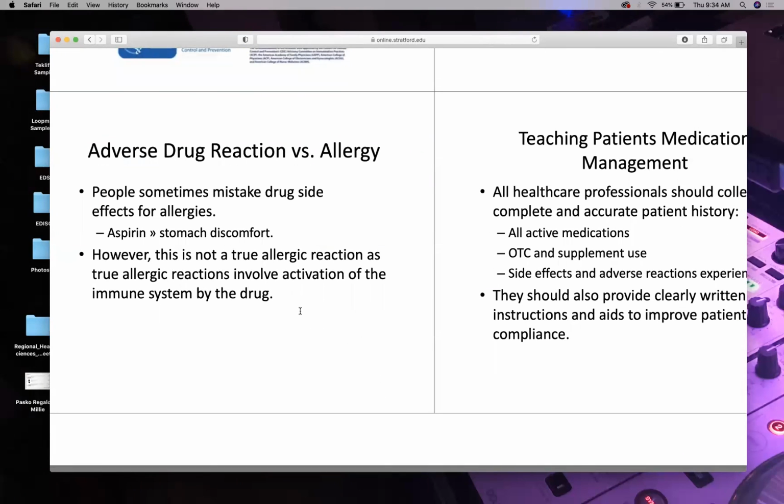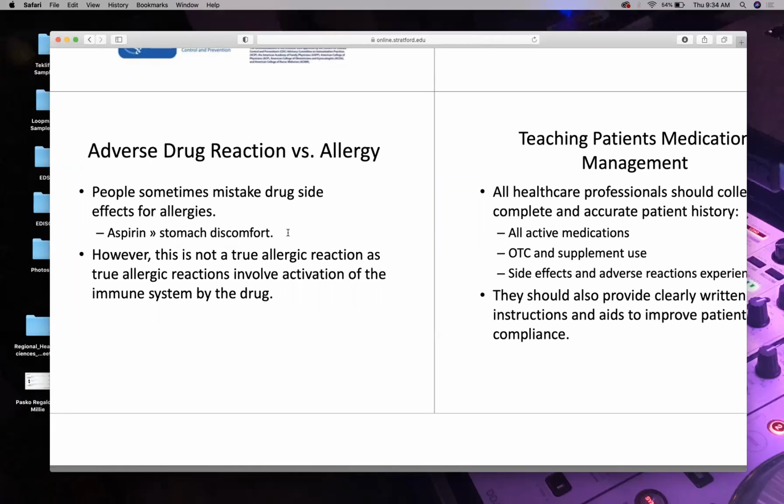Now, what's the difference between a side effect and an allergy? Side effects are caused by the drug's metabolism, pharmacokinetics, and absorption and whatnot. But the allergy is an immune response. Okay? So for example, side effect for aspirin or ASA, which is salicylic acid, right? Since aspirin is salicylic acid and I eat it, it goes in my stomach, combined with all the acid that's in there, of course I'm going to have stomach cramping and stomach pain. That is a side effect.